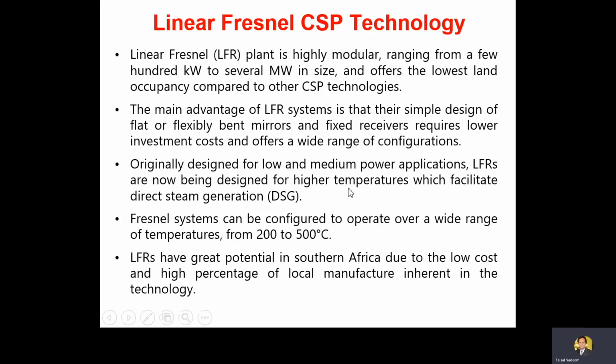Now, originally designed for low and medium power applications, LFRs are now being designed for higher temperatures, which facilitate direct steam generation. In the next slide, I will explain what direct steam generation means. Fresnel systems can be configured to operate over a wide range of temperatures from 200 to 500 degrees centigrade. Linear Fresnel reflectors have great potential in southern Africa due to the low cost and high percentage of local manufacture inherent in the technology.